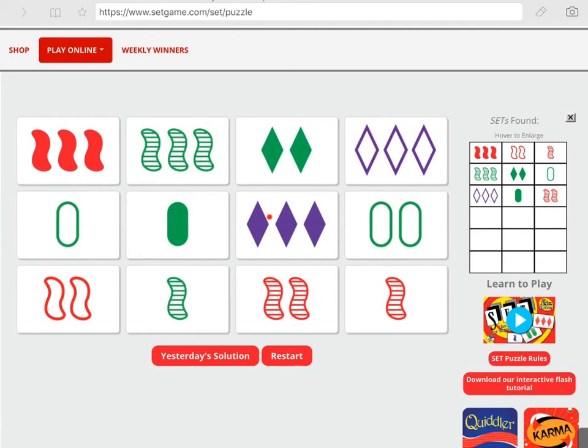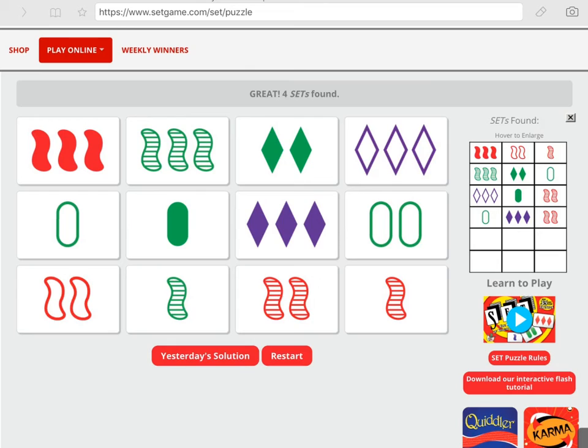Well, if it's an oval and a diamond, it would be a squiggle. If there's 1 and 3, it would be 2. If it's green and purple, it'd be red. And if it's open and solid, it would be partially shaded. And that is this right here. So we can choose it. That one, that one, and that one. And we found a set.